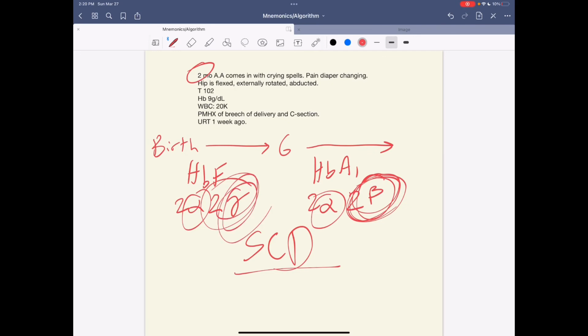So you will not know if the child has sickle cell disease, or they will not present with sickle cell disease or vaso-occlusive crises before 6 months of age. So it's not sickle cell disease at all.